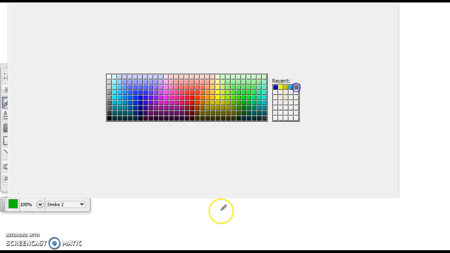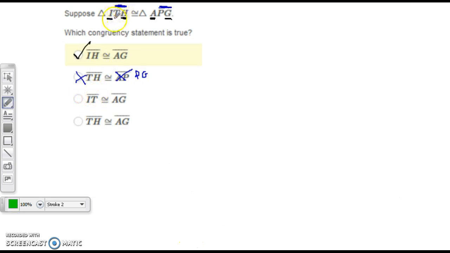All right, and then if we check IT, those are the first two. It should correspond to the first two, which would say AP, and this says AG, so that doesn't work. And then lastly, TH, the last two, needs to go with the last two. So this should be PG, not AG. So the only one that works this time is the first one.